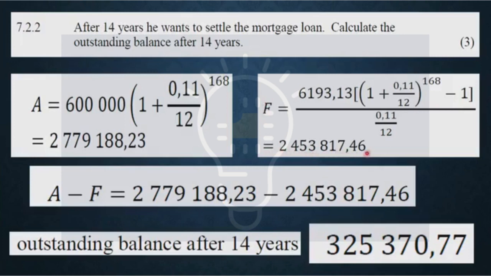2,453,817.46. Now, I take the value of A and I subtract the value of F from it. In other words, A minus F. You take those two answers there. When you subtract, the outstanding balance after 14 years will be 325,370 Rand and 77 cents.